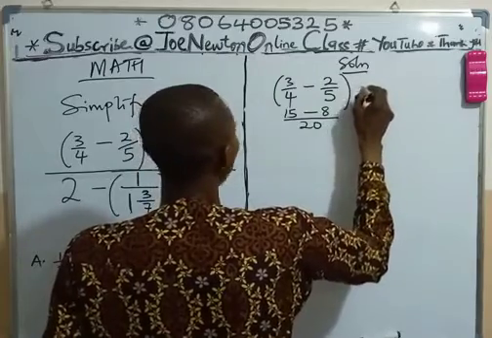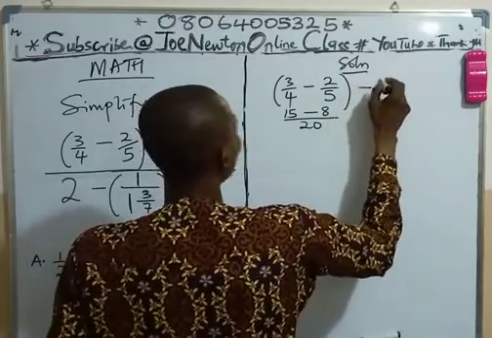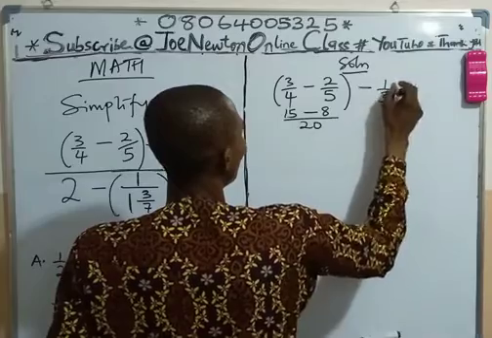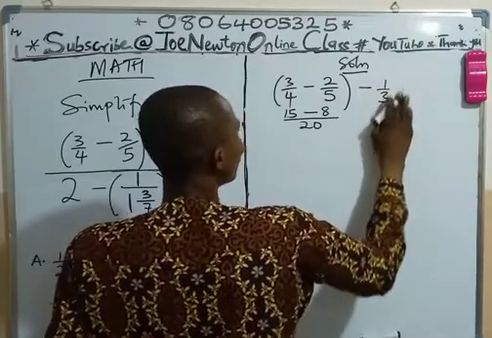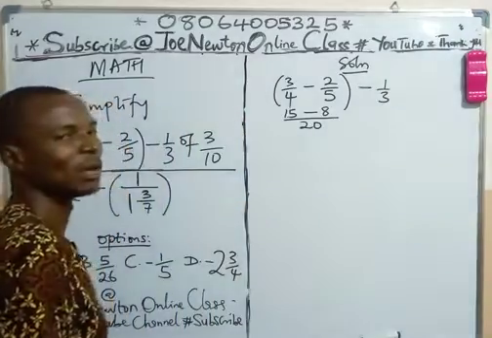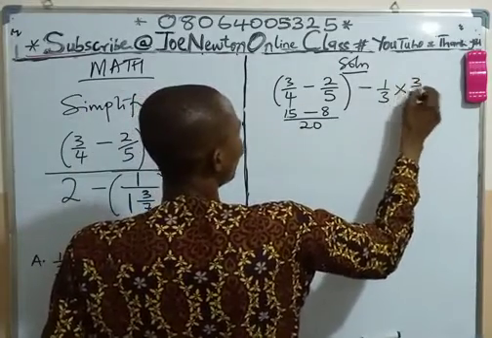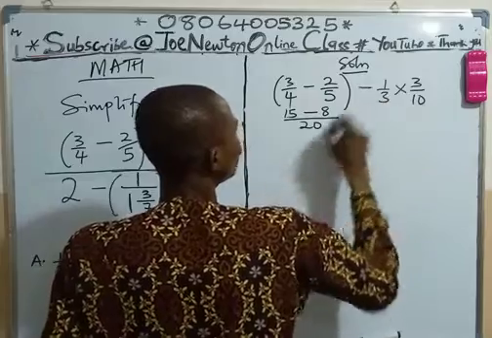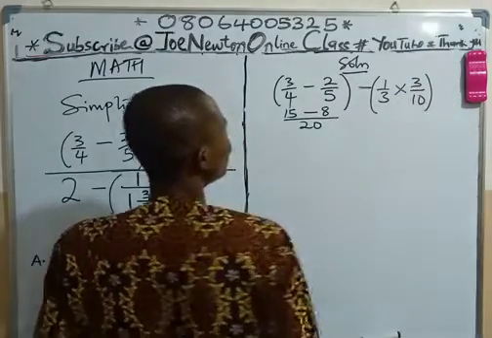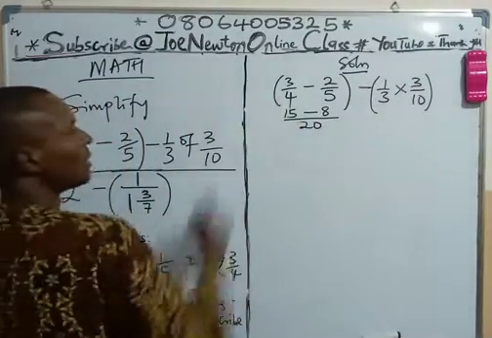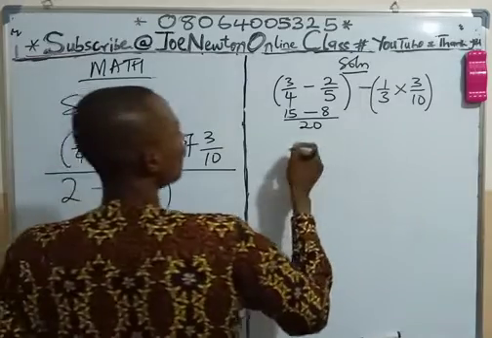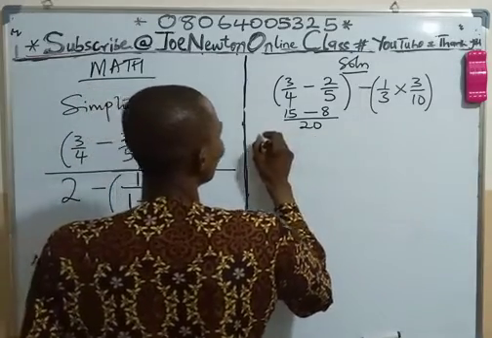Of course, we have our minus 1 over 3 here. And of course, "of" means multiplication, times. So times 3 over 10. So this is what we have this side. So that's for the numerator part. So when we have this, it is like having this all over.